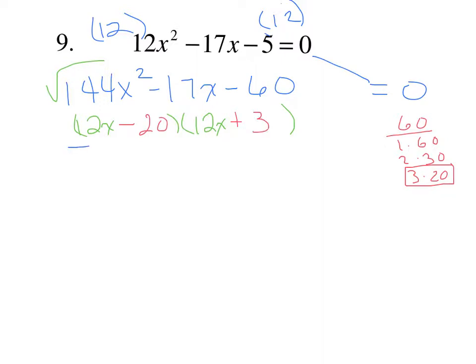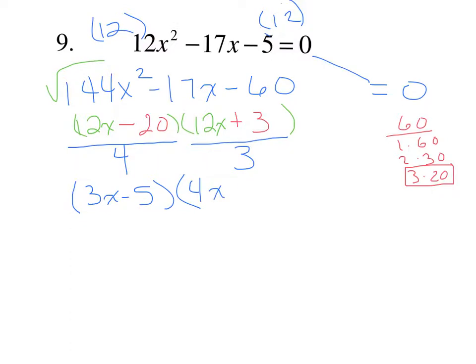And then we divide by the GCF. The GCF of these two terms is 4. The GCF of these two terms is 3. So divide both of these by 4. We get 3x minus 5. Divide both of these by 3. We get 4x plus 1. And that's just the factoring step. That's step 2. Because don't forget, we're not just factoring here. We're solving. Step 2 is to factor, so all of these steps are in the factoring.